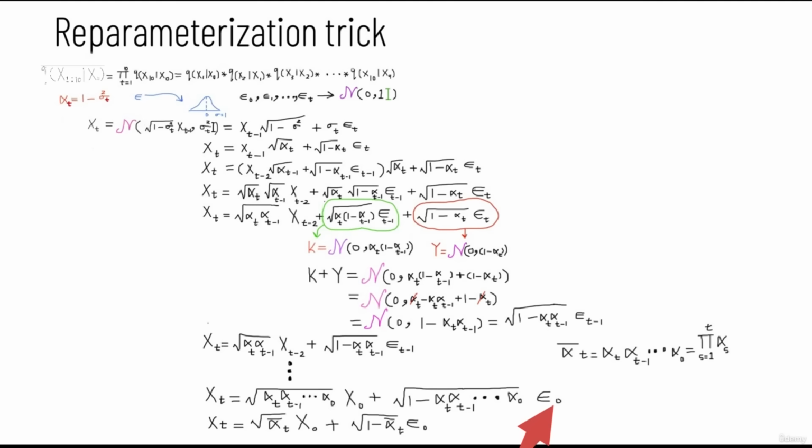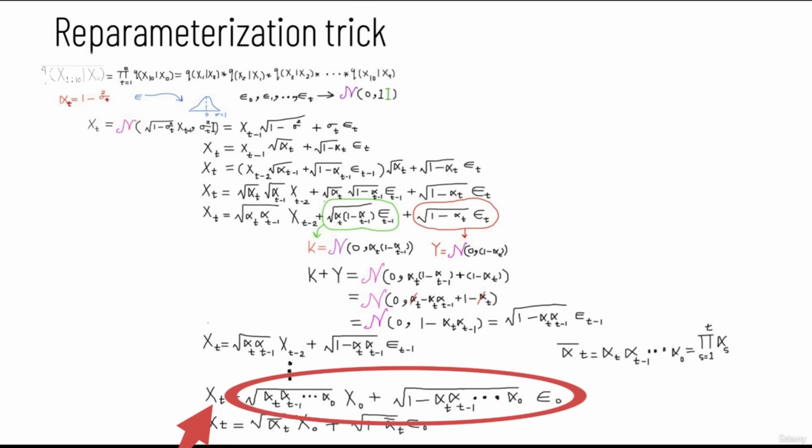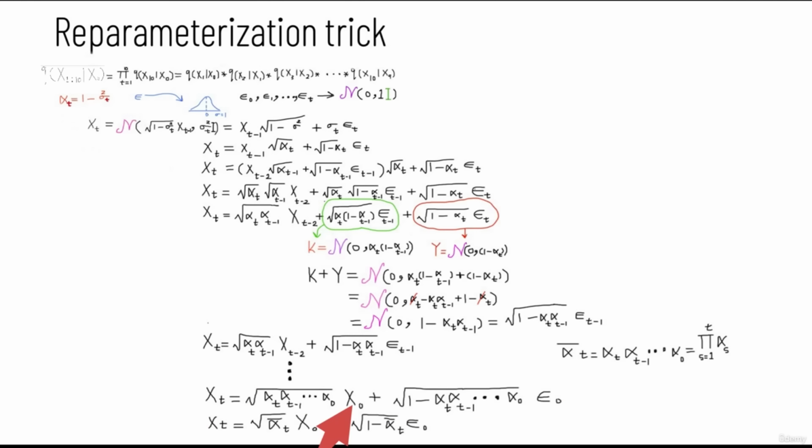So now we can say that we can get the value of xt directly from this Gaussian distribution if we just have the value of our clear image x0. So this distribution is just q of xt given x0. And here we will make alpha t times alpha t minus 1 times alpha t minus 2 times alpha t minus 3 until alpha 0 equal to alpha bar t.